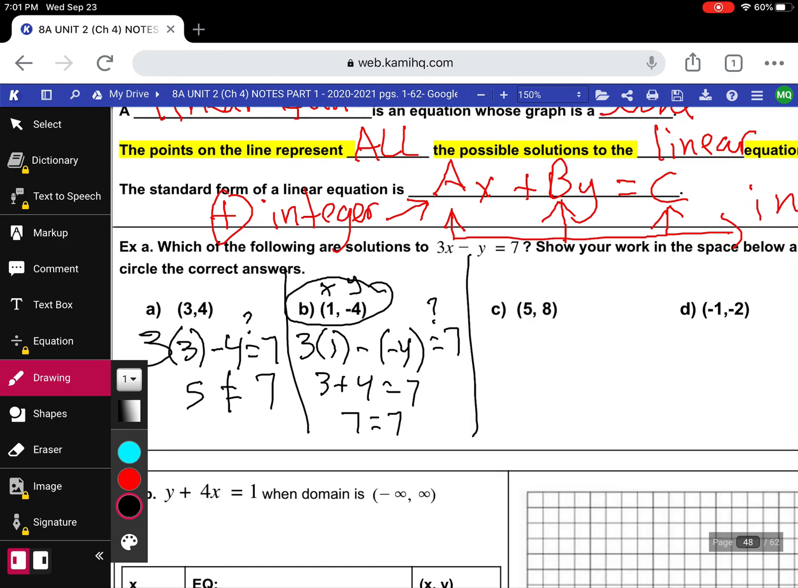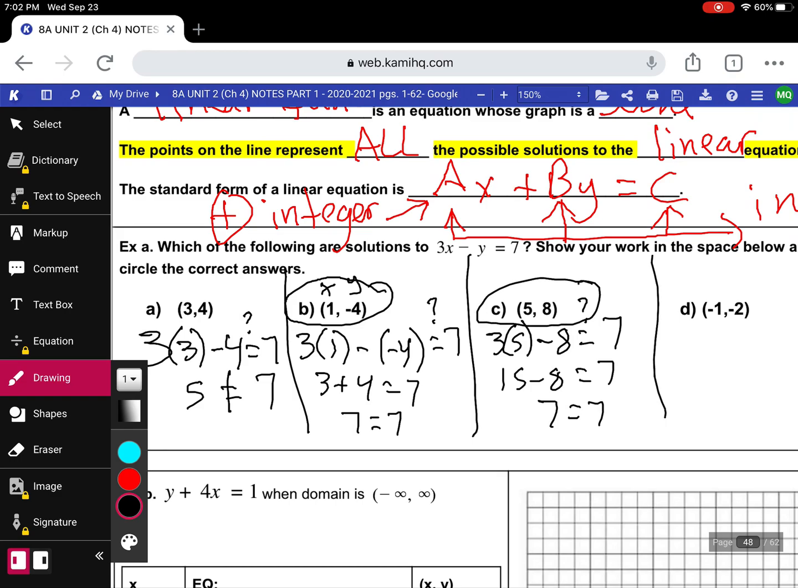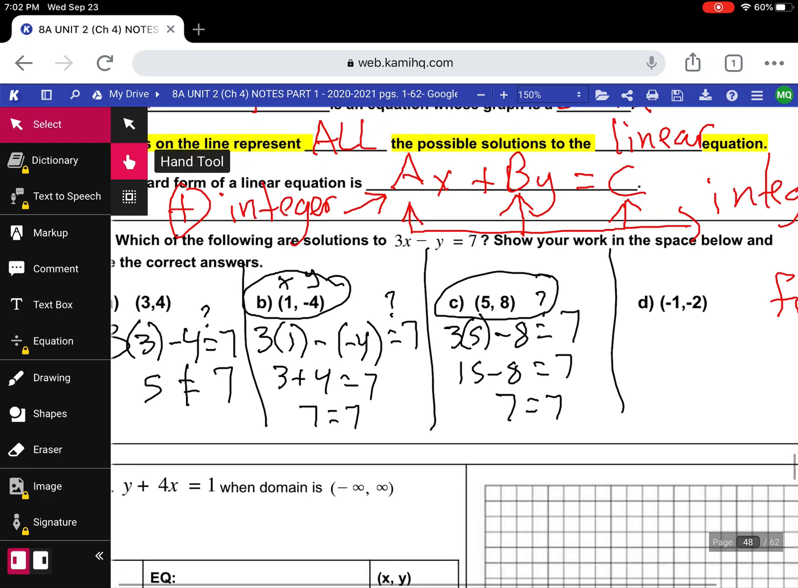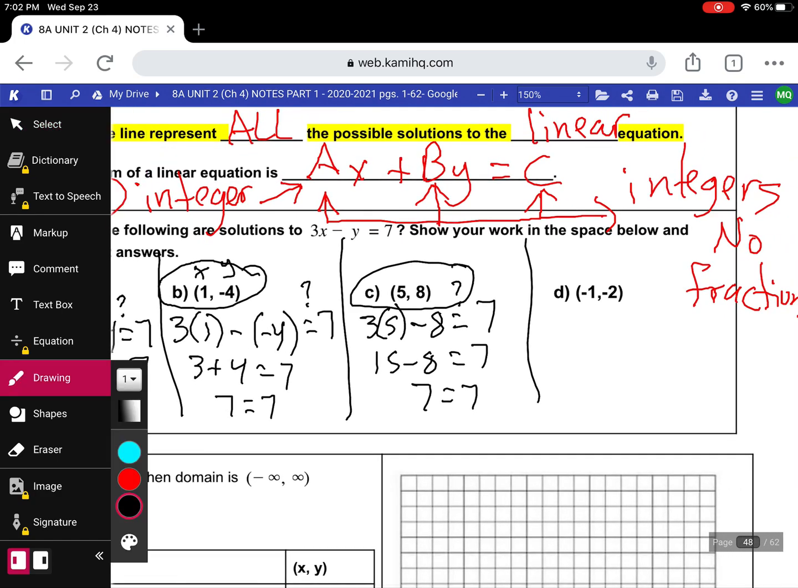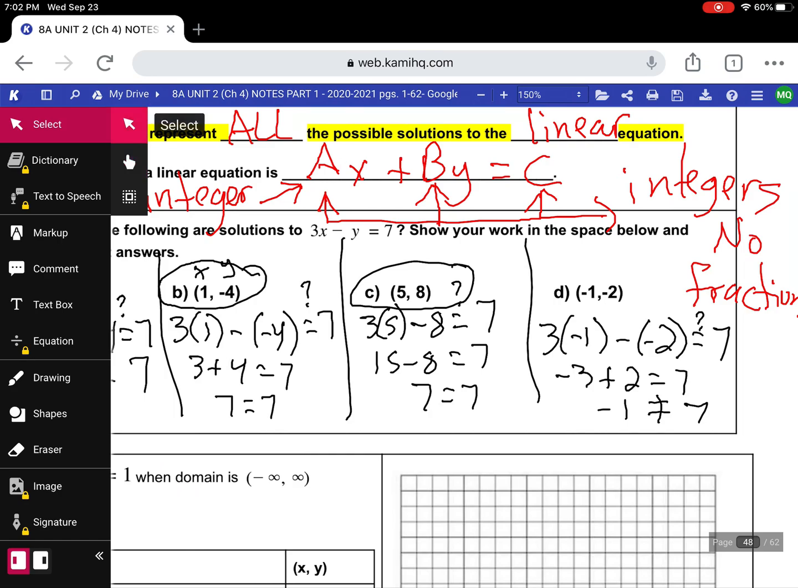Okay, let's keep going. We've got 3 times 5 minus 8 equals 7. 3 times 5 is 15 minus 8. And that's going to be what? 7 equals 7. So we got another solution here. That one works. And my last one, we've got 3 times negative 1 minus negative 2 equals 7. Okay, that's a negative 3. Double negative is plus 2. So we've got negative 1, and we know that does not equal 7. So our answers are B and C. Those would be our solutions, okay?